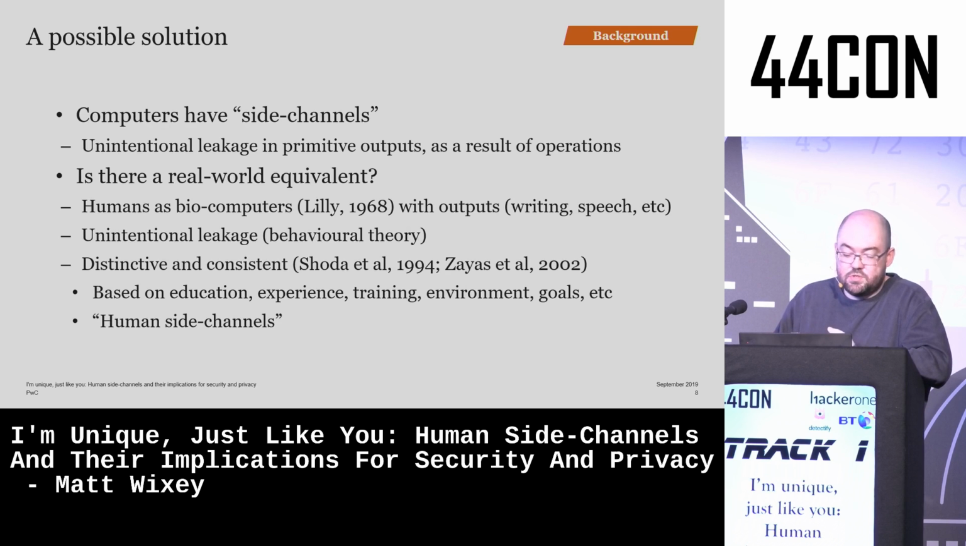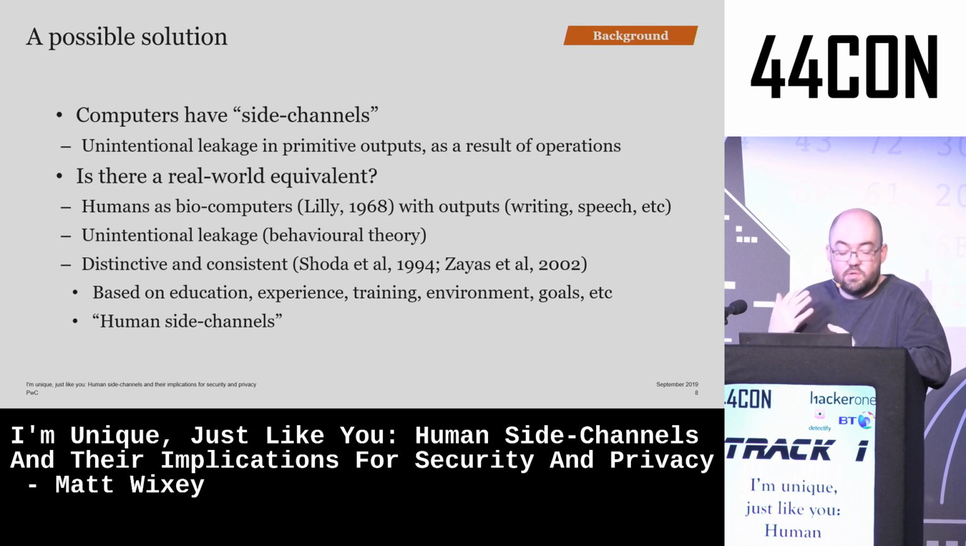So a possible solution is this idea of human side channels. Computers have side channels, which are essentially leakage in primitive outputs, things like heat, electromagnetic radiation, light, that kind of thing, as a result of the things they do. And humans also have unintentional leakage as a result of the things we do.